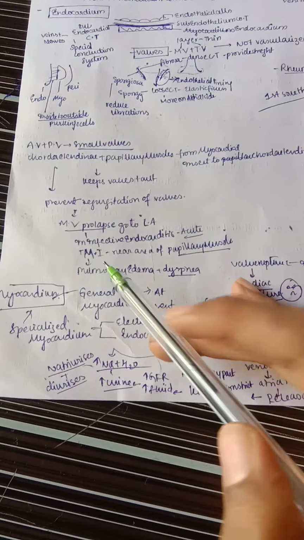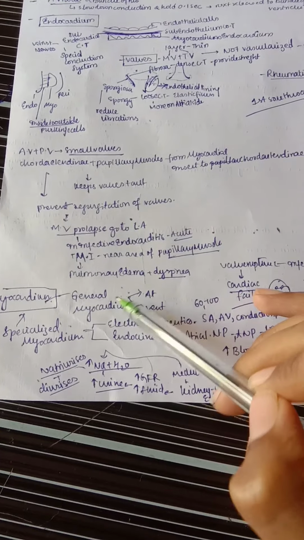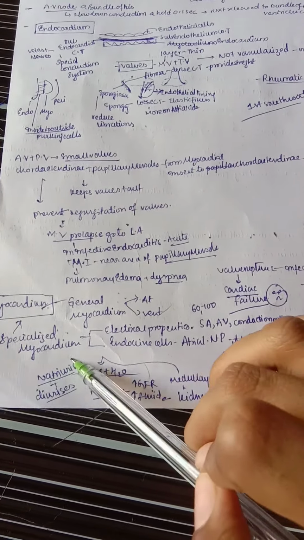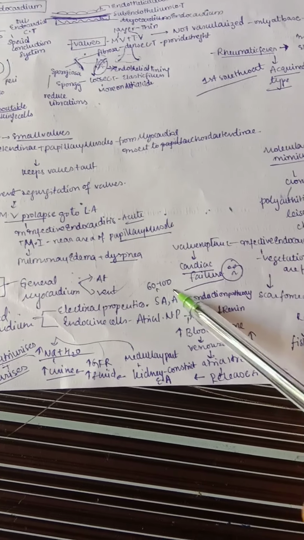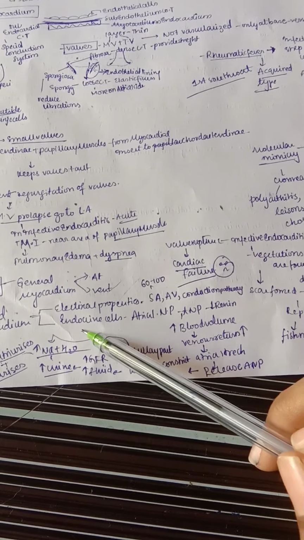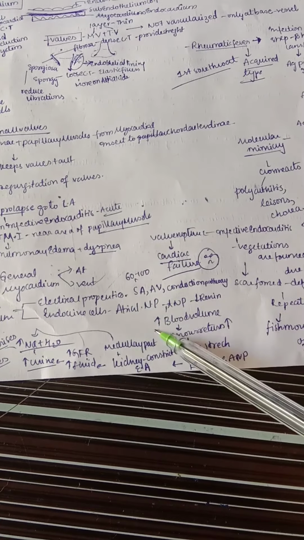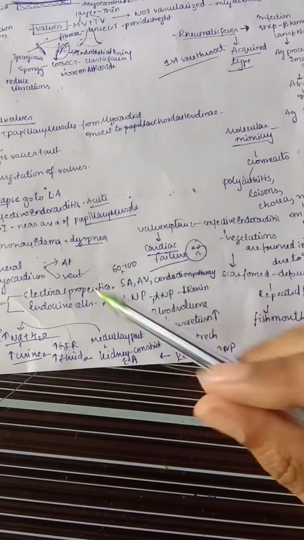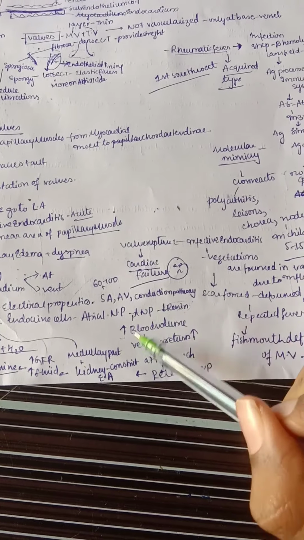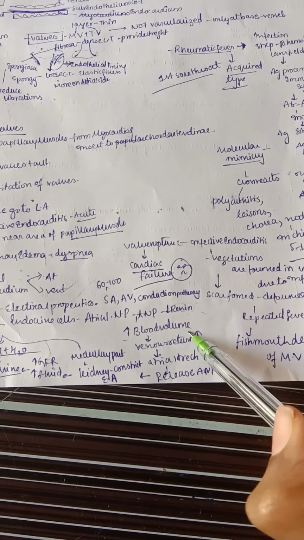The myocardium is divided into specialized and general. In general, we have atrium and ventricle. In specialized myocardium there are electrical properties, which contains the SA node, 60 to 100 impulses, the AV node and the conduction pathway, and also endocrine cells, that is natriuretic peptide hormone. Whenever this hormone is released, it decreases the renin, and whenever renin is decreased, the blood volume decreases.